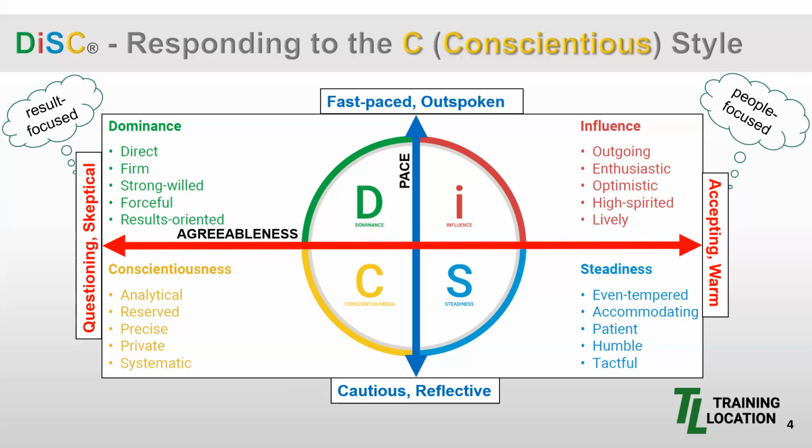Here's the key about this slide. It's the interaction between these two continua of pace and agreeableness, which forms the four quadrants or basic styles of the DiSC model, and by which you identify a person's DiSC style.